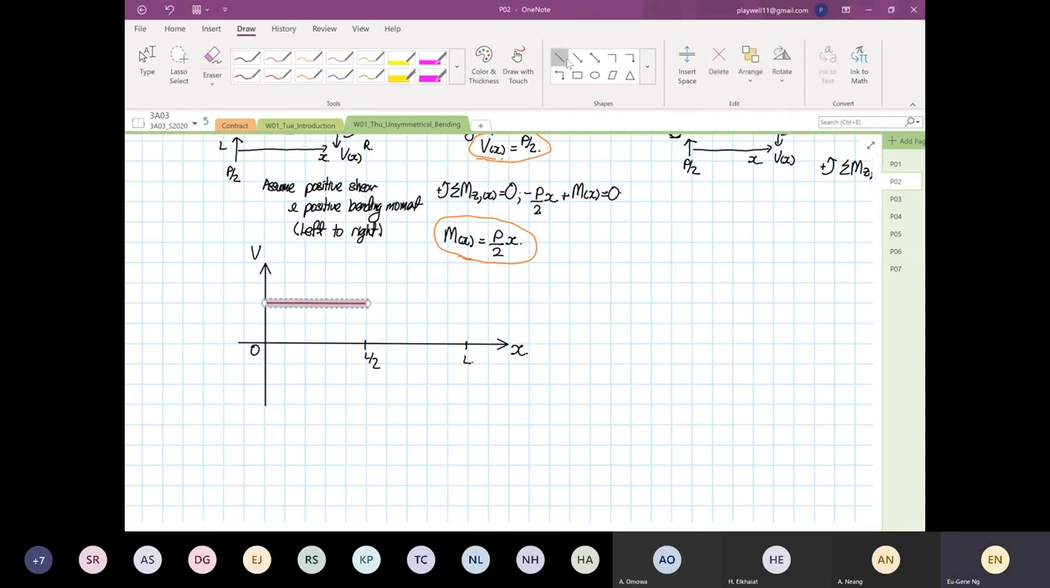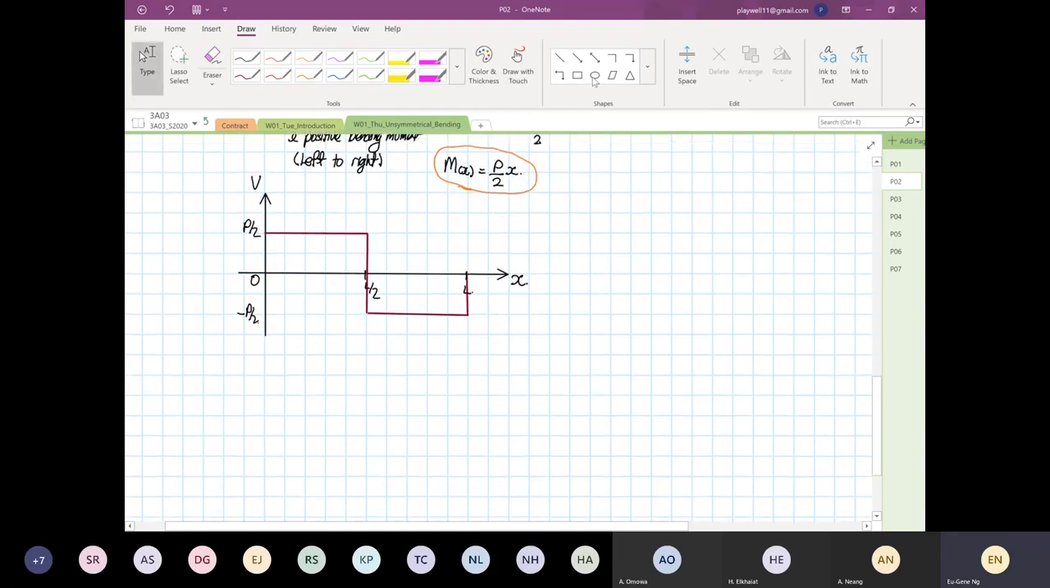Then at L over 2, it's going to come down by P. And then you go this way. And then it will go back up P over 2. Okay, so this is your shear force diagram. So this is your shear force diagram for simply supported. Okay. So this over here is your positive P over 2. And then down here will be your minus P over 2, right?